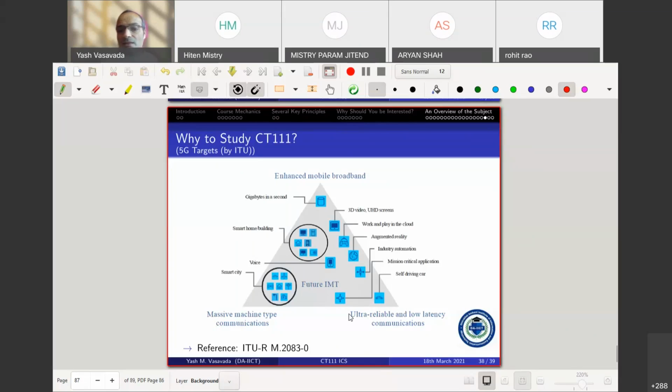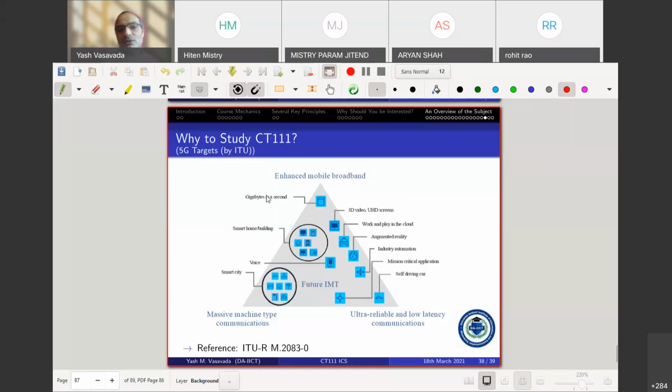And then there is the third vertex, which is called ultra reliable and low latency communication, URLLC. And here is where the self-driving cars come into play, and some of these mission critical applications, industrial automation, those are covered under this URLLC domain. And so for all of this to be realized, what is needed? You will see a lot of these words: gigabytes per second, low latency, ultra reliability. These are the topics that we are going to be studying in this course.